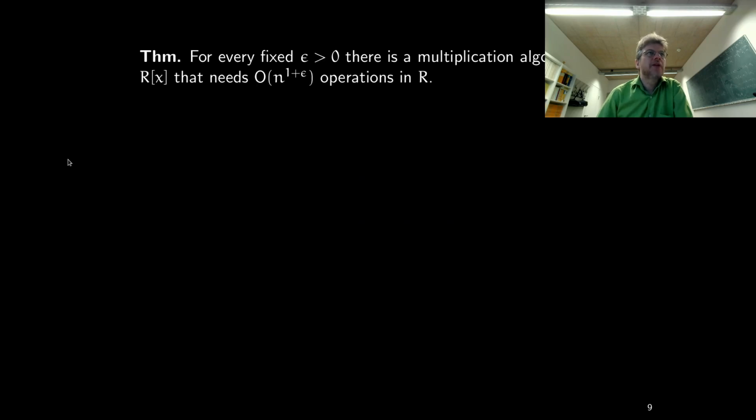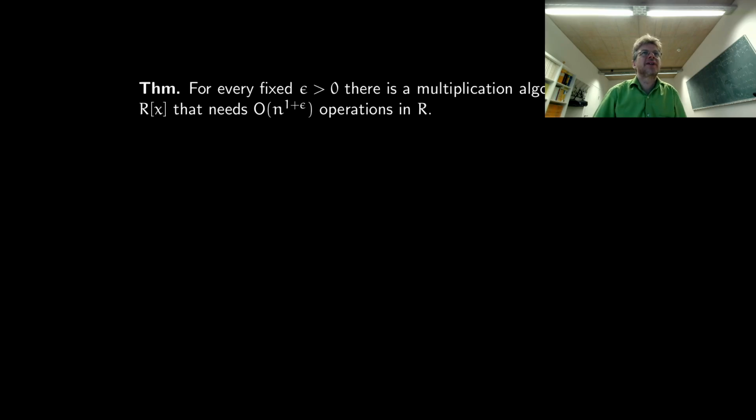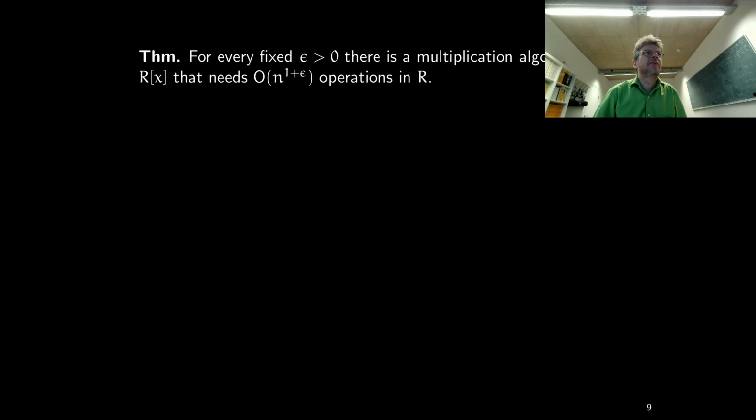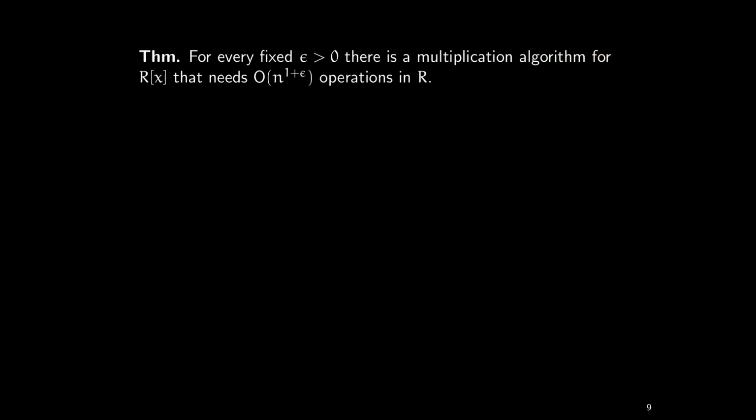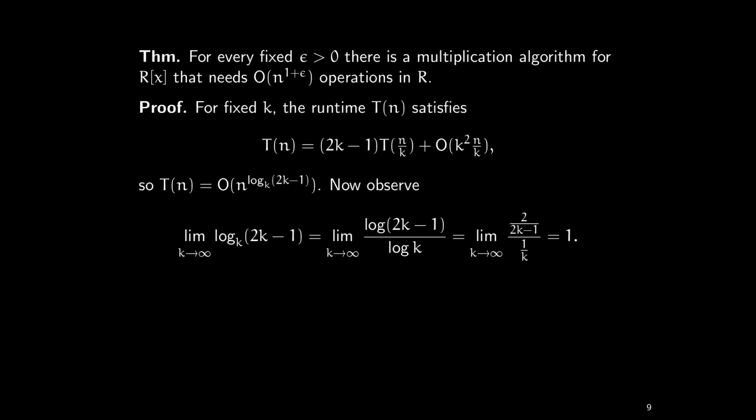The theorem says that you can get arbitrarily close to linear time. So for every fixed epsilon, there is a multiplication algorithm for polynomials in R[x] that needs just an exponent of n that is as little more than 1 as you desire. I have to prove this here. The proof is very simple. Usually I will do the proof handwritten so that I slow down, but this proof is very simple, so I will put it on the slides.